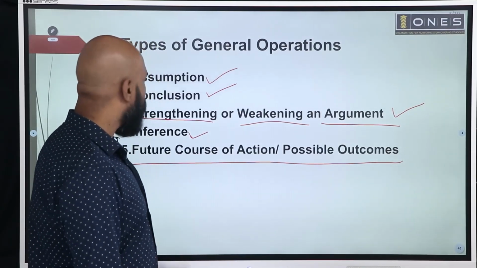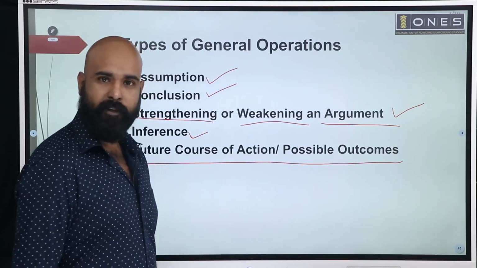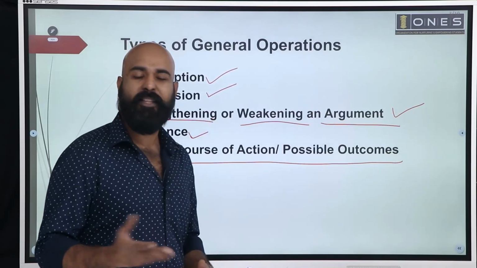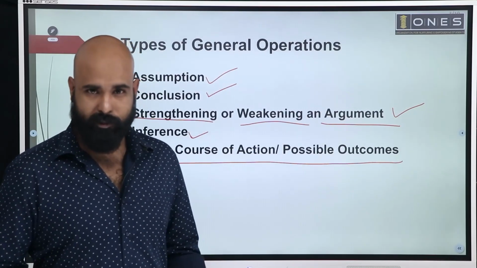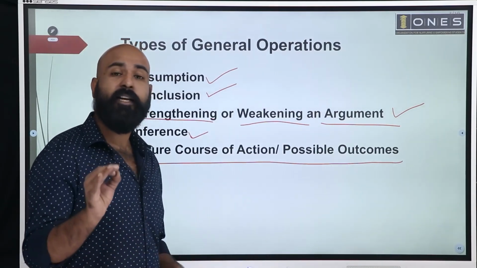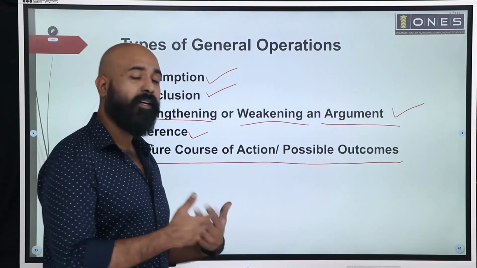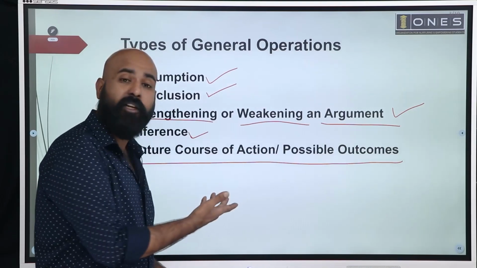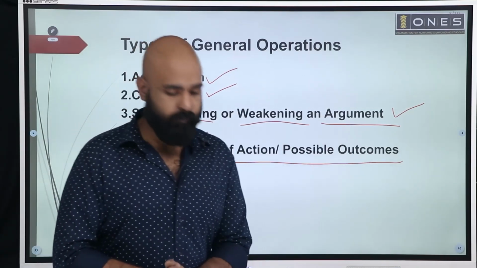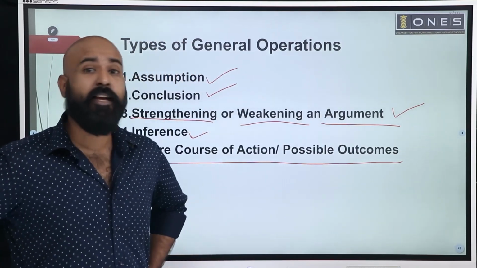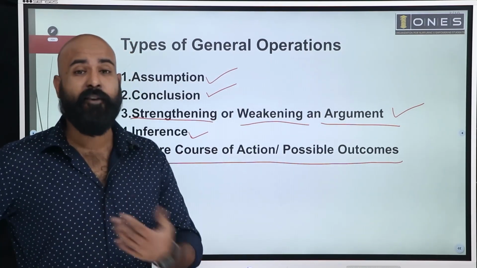And now we come to the last one and the most rare option, future course of action or possible outcome. In this case, you will be provided with details regarding a situation or a situation in its whole. And what you have to do is critically analyze that situation and choose what other conclusion or what other action could come after that. Take for example, the liquor consumption in Kerala is increasing drastically.